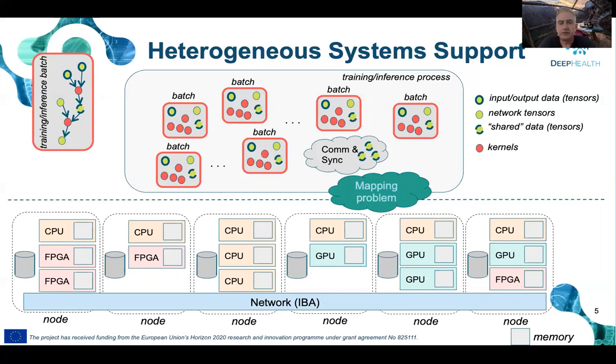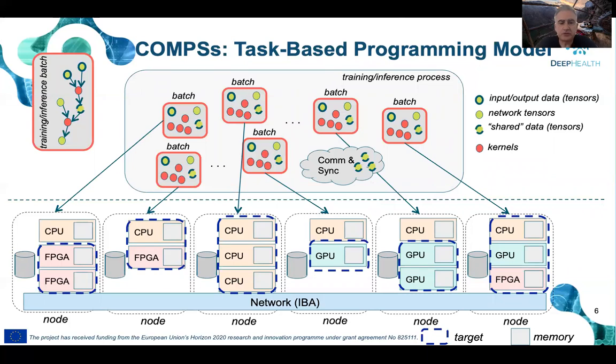So we follow two approaches. The first approach, let's say an internode approach, is the distribution of the different batches onto the different nodes. For that, we follow a task-based programming model that is implemented through the COMPSs programming framework of the Barcelona Supercomputing Center. In that approach, we split the training batches into the different devices that reside on different nodes.